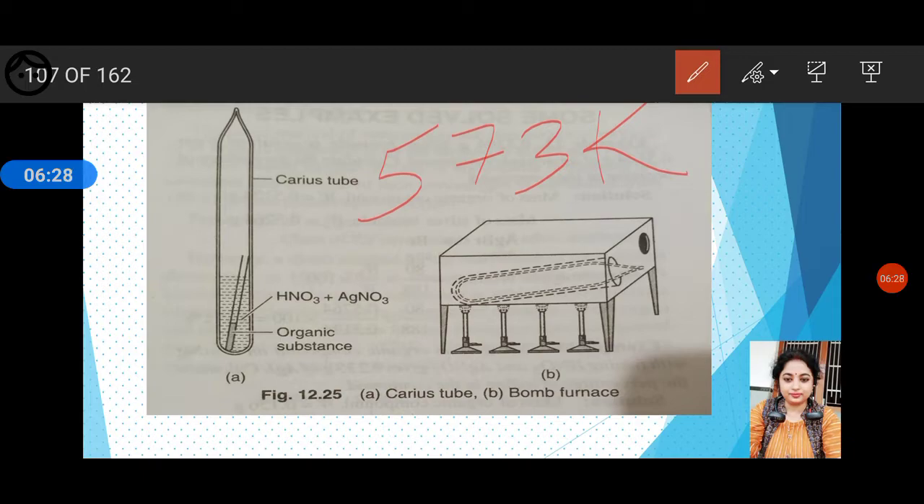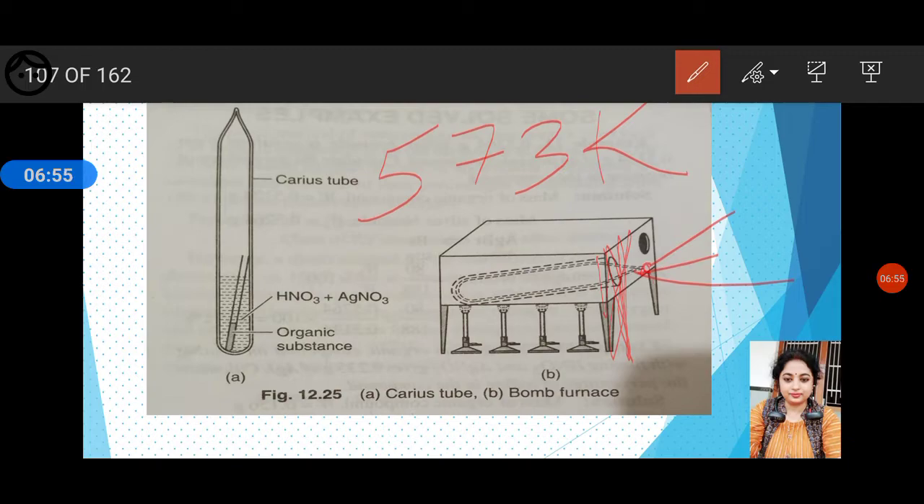After heating it for 6 to 7 hours, we will cool this apparatus, and then we will heat the capillary end of this tube. What will happen? The glass will melt and a small hole will be formed. From that hole the gases will escape out, and then we will cut the upper part of the glass with the help of a glass cutter.